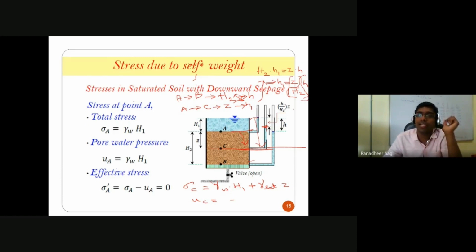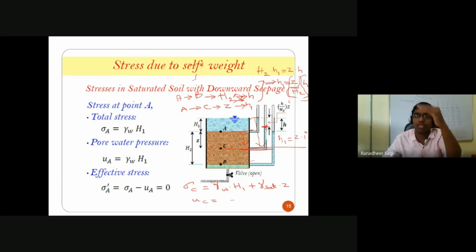Why can I write it as the hydraulic gradient? Because small h refers to the total head loss for the total length of seepage through the soil sample, which is nothing but H2. Okay, so small h by capital H2 is simply what we can write as the hydraulic gradient. So in the process, I can also rewrite my term small h1. Small h1 is nothing but z into the hydraulic gradient.